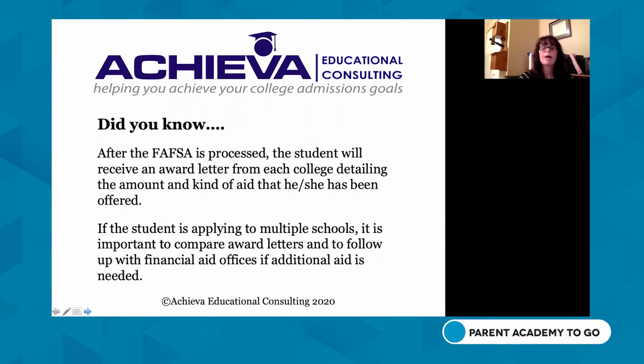Did you know? After the FAFSA is processed, the student will receive an award letter from each individual college or university detailing the amount of aid and the kind of aid that he or she has been offered. If the student is applying to multiple schools, it is important to compare award letters and to follow up with financial aid offices if additional aid is needed, and if your financial circumstances have changed since you filed your FAFSA.